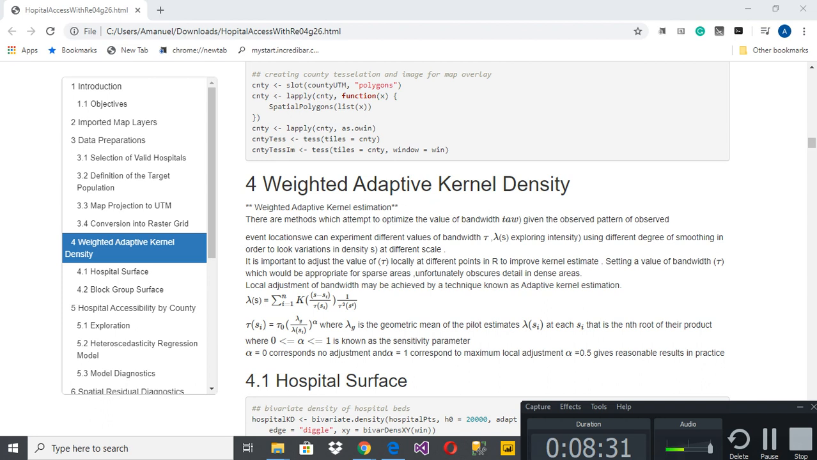So given there's an observed pattern of event locations, we can experiment with different values of bandwidths instead of one fixed bandwidth to explore the intensity using different degrees of smoothing and to look at variations at different scales. So it's important to adjust the value of bandwidth locally at different points in R. This is done using the SPAR package.